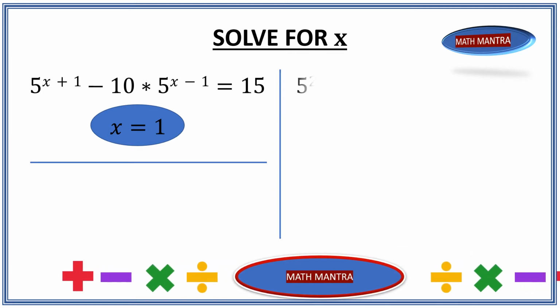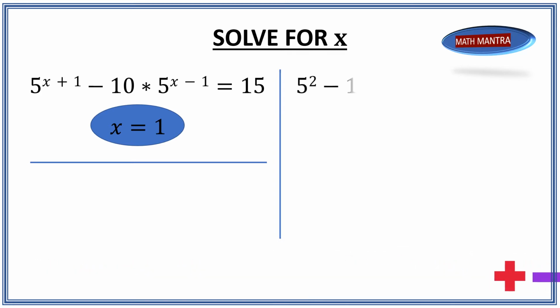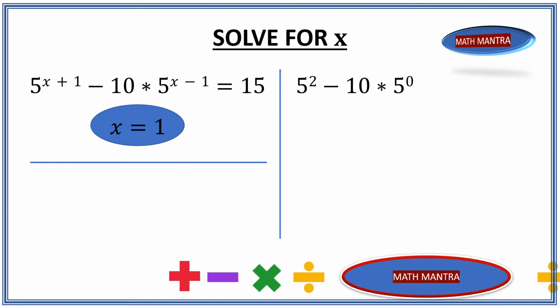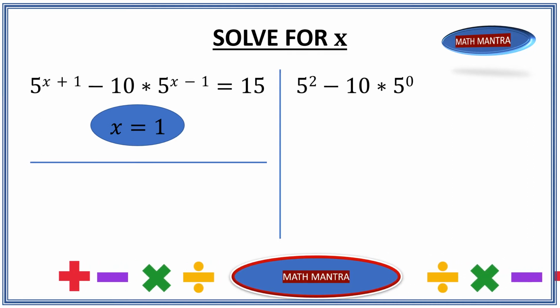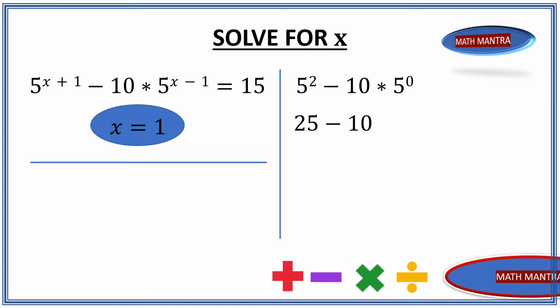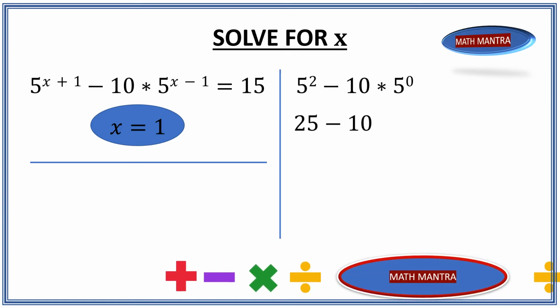So 5 squared minus 10 times 5 to the power of x minus 1. X is 1, so 1 minus 1 is 0, is equal to 15. So 5 squared is 25, minus 10 times 5 to the power of 0. Now 5 to the power of 0, or any number to the power of 0, is basically 1.